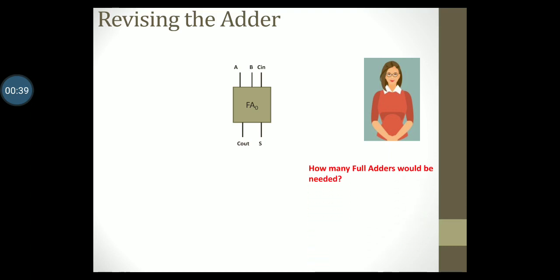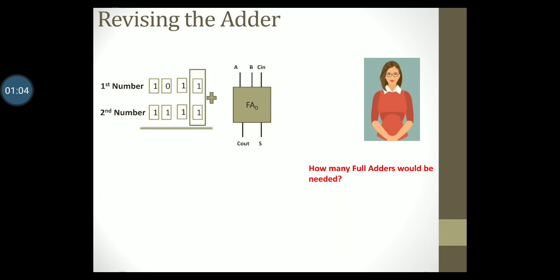But what if we want to use full adders to add two binary numbers? How many do we need? For example, let the first number be 1011 and the second number be 1111. The goal is to add these two numbers using full adders. Let us take the first column.